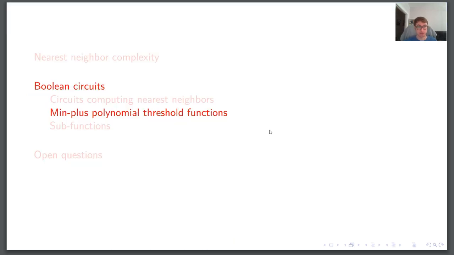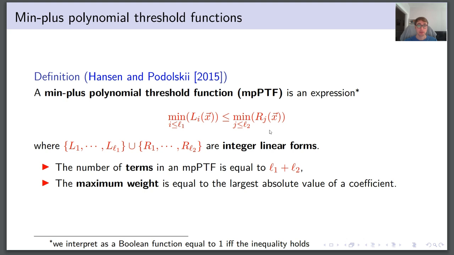So now I'll start to get into the details of the main insight of the paper, which is this connection to min plus polynomial threshold functions, or tropical polynomial threshold functions. MPPTFs are expressions of the form: a minimum of a bunch of linear forms on the left-hand side is less than or equal to the minimum of a bunch of linear forms on the right-hand side. And these linear forms have integer coefficients, and we'll say the number of terms is equal to the total number of linear forms, and the maximum weight is equal to the largest integer weight, or integer coefficient, of any form.